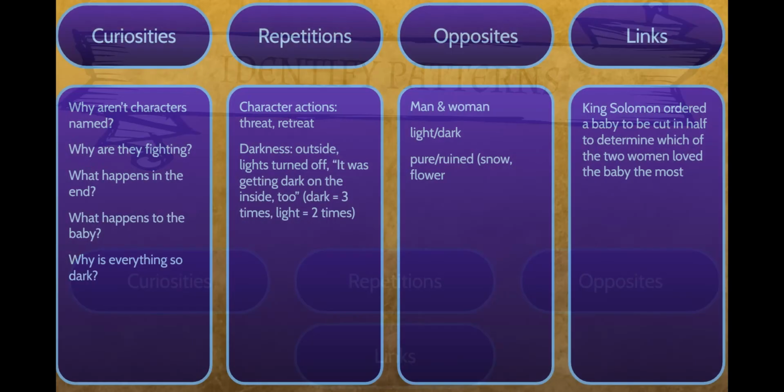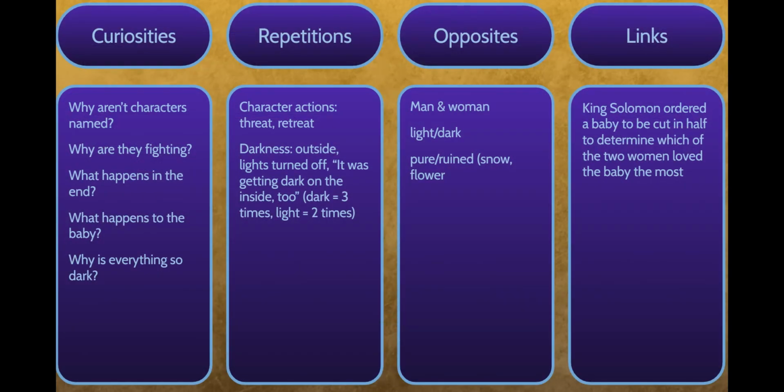So for this story, I noticed a few things. There were a lot of curiosities. One being, why aren't the characters named? Why are they fighting? We never get that. What happens in the end? What happens to the baby at the end there? It doesn't ever tell us. Why is everything so dark? That kept coming up. Then I went to look at the idea of repetition.